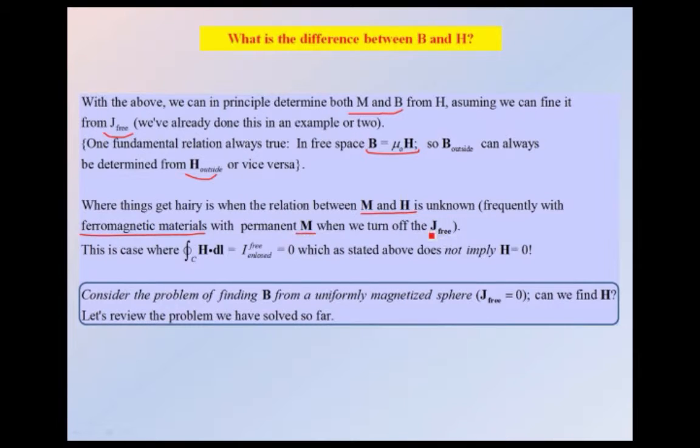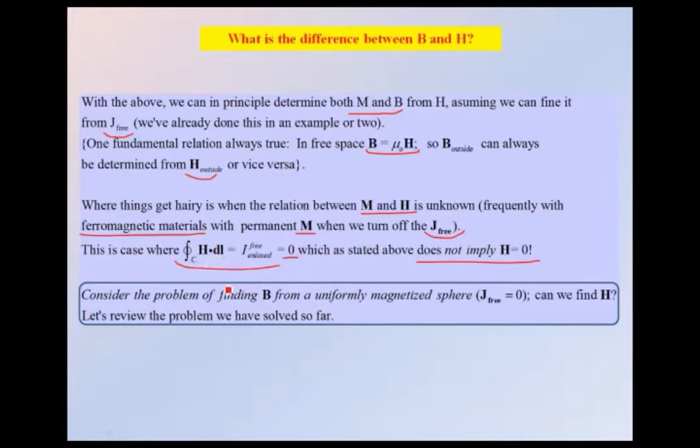And so when you turn off the free current densities, you could still have a residual M. And the equations for predicting that may be basically unknown. There's a case then if you don't have any free currents. Well, if you look at this, you don't have any free enclosed currents. So as a result, the integral of H dot dl is equal to 0. You might be tempted to then say that H is equal to 0, but that fact is not true. This does not imply that H equals 0.